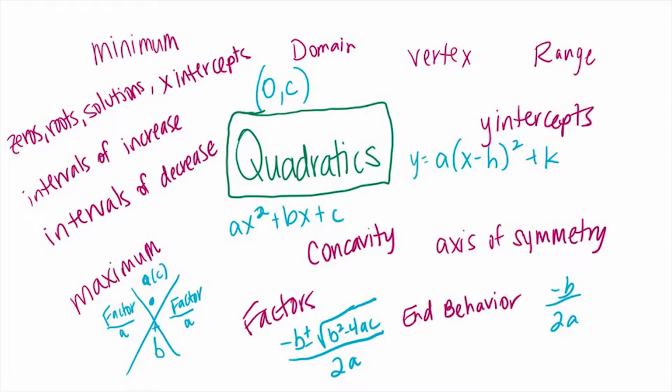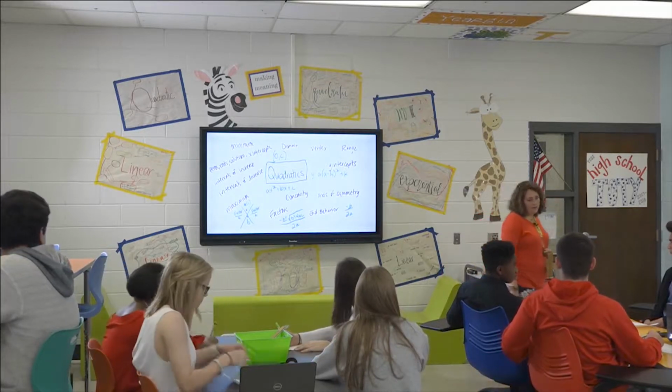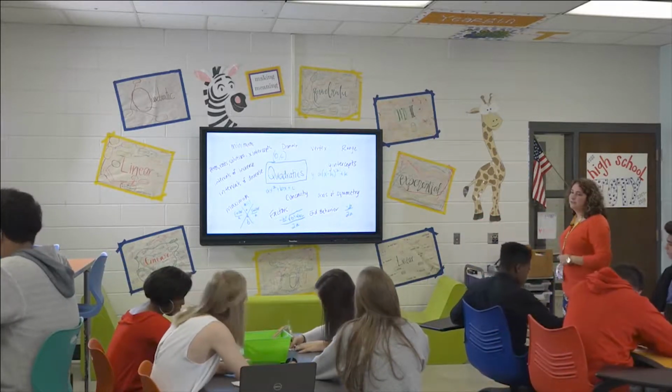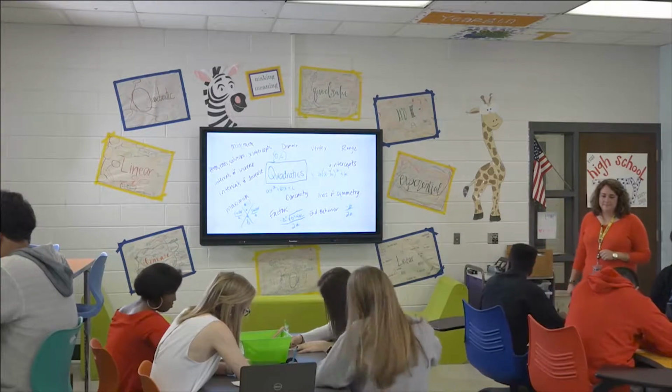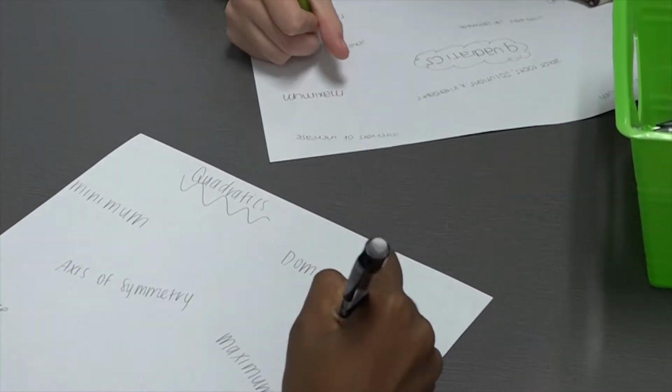My characteristics are in purple. My equations are in blue. Okay. Would you like us to write down? Yes, take a few seconds to write down anything you don't have. And let's talk about how some of these things can connect.